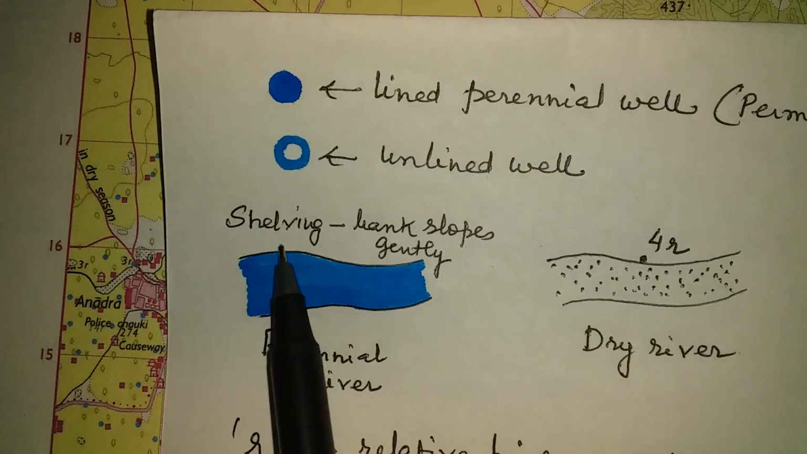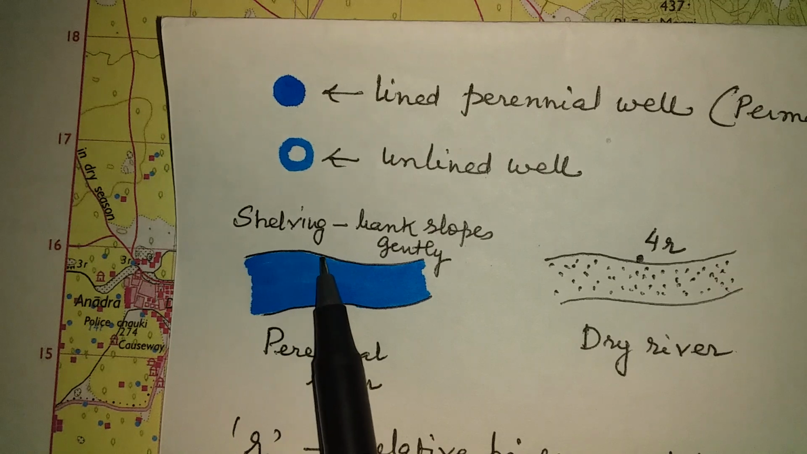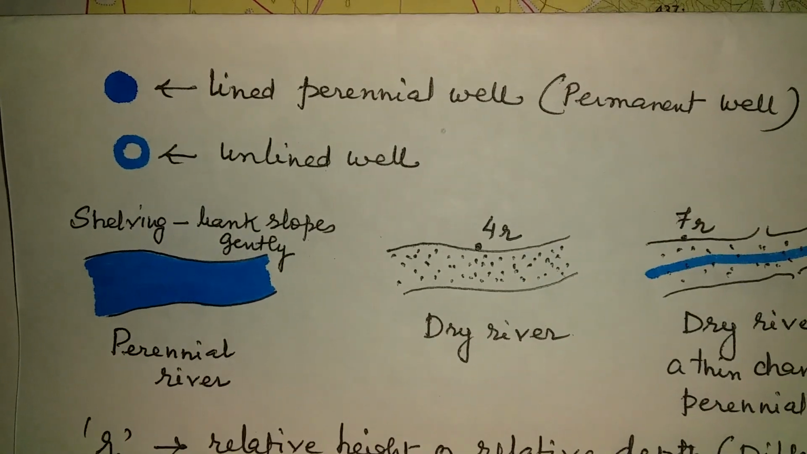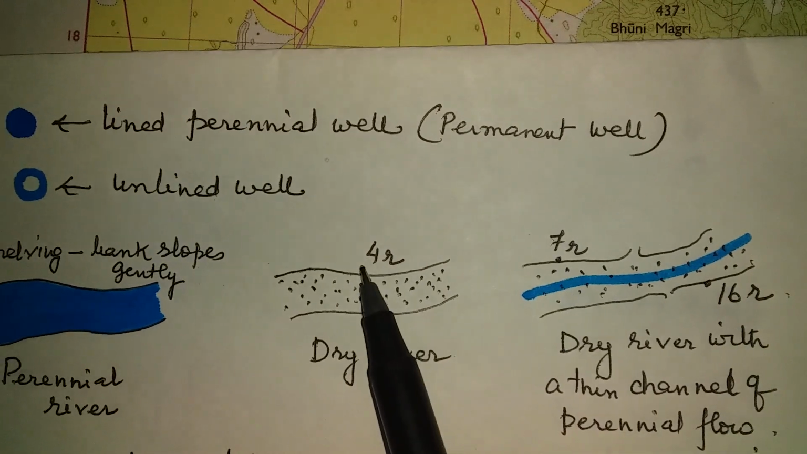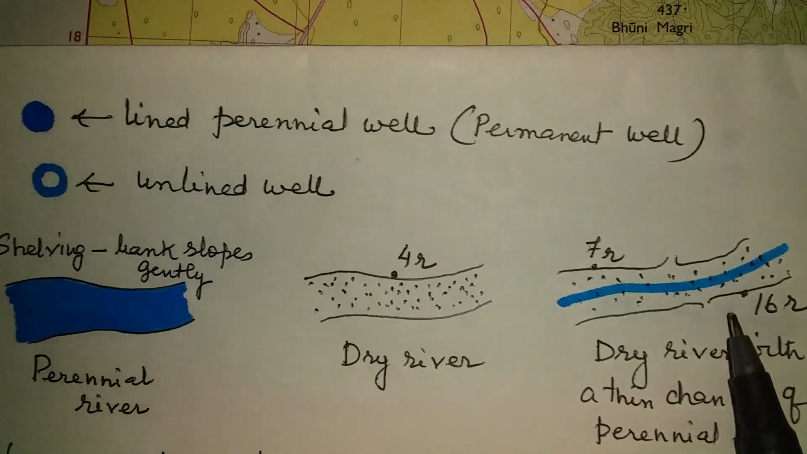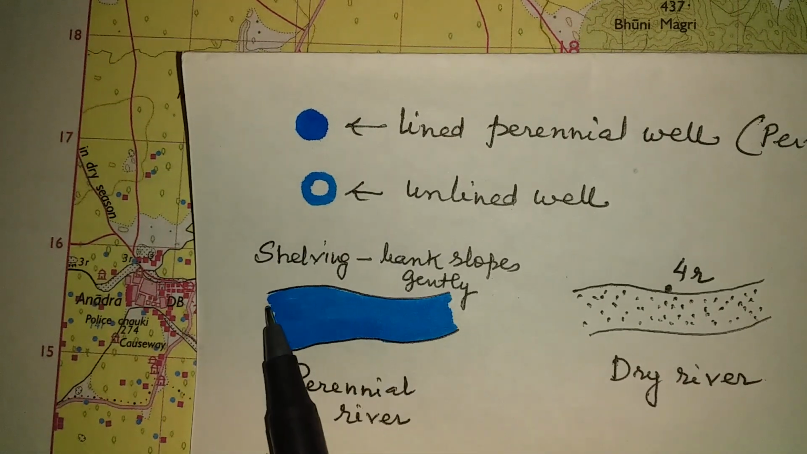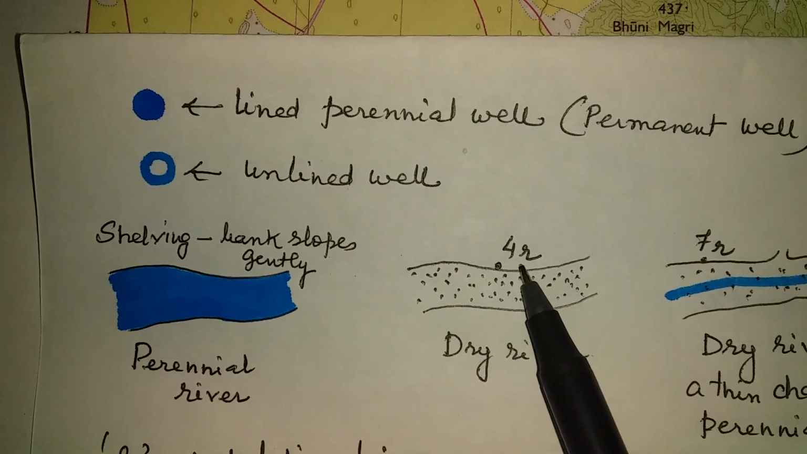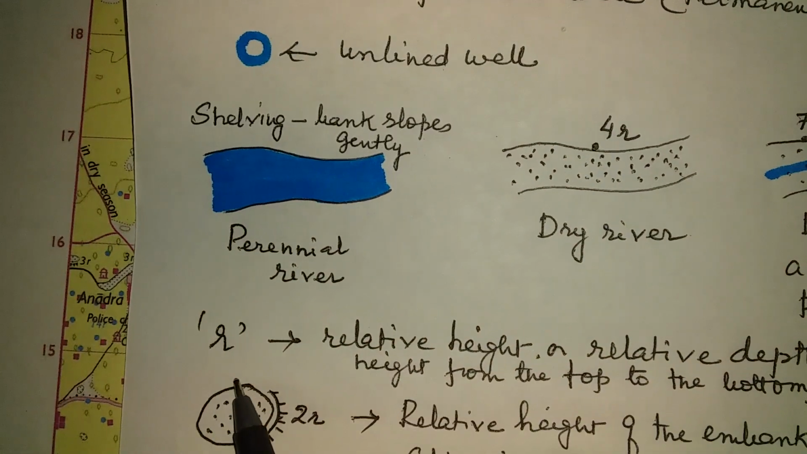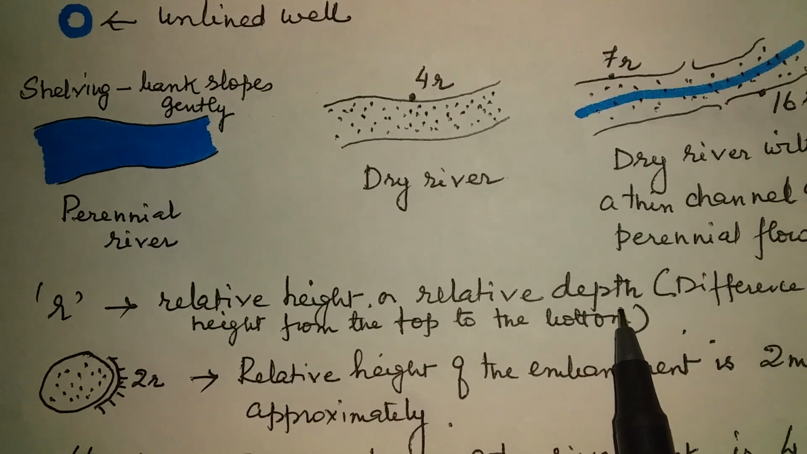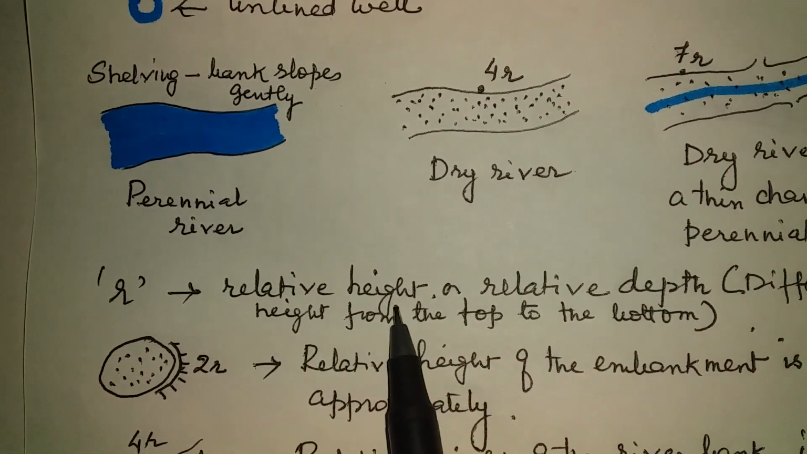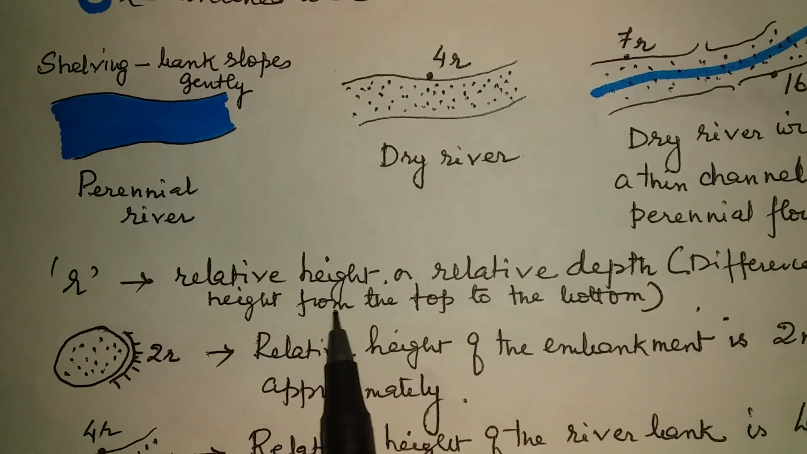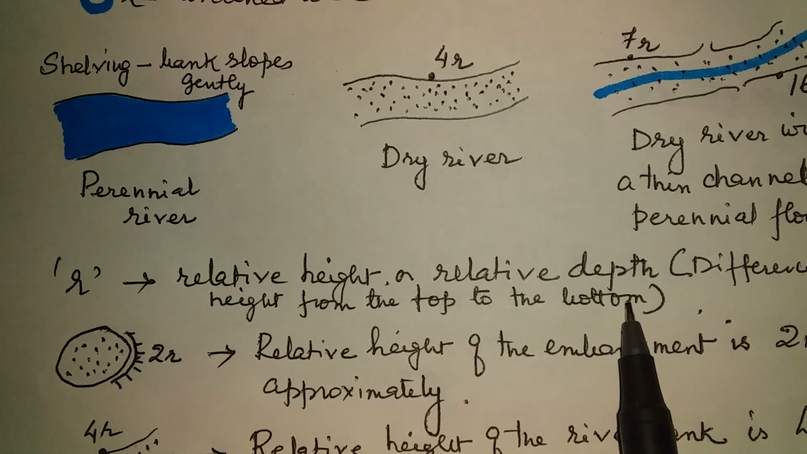Now let us come to this term shelving. Shelving refers to the river bank which slopes gently. Where 4R, 7R or 16R is written, this means the river bank is steep. But if this is not written, we take it as river shelving, that means the slope of the bank is gentle. Now wherever this letter R is written, small r refers to either relative height or relative depth. What is this relative height or depth? That is the difference in height from the top to the bottom, and it is not measured from sea level.